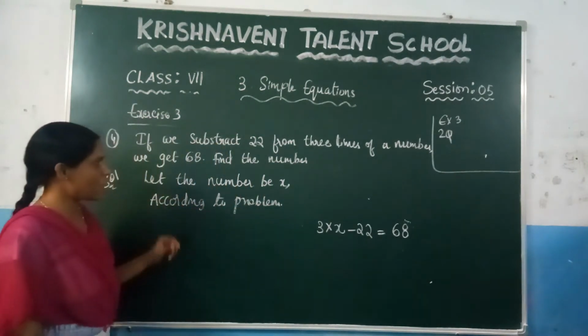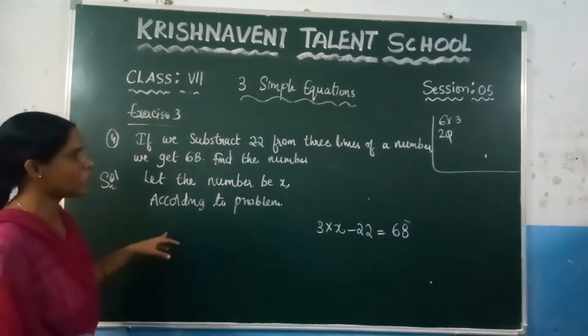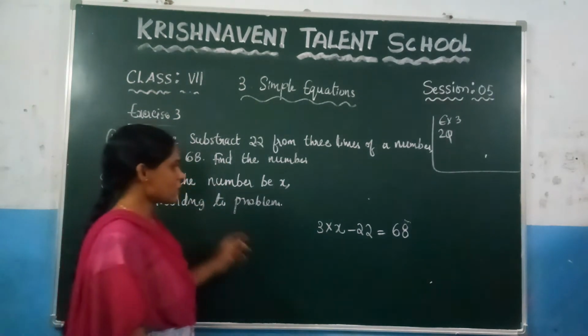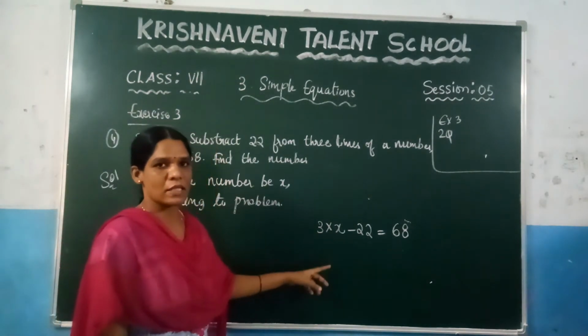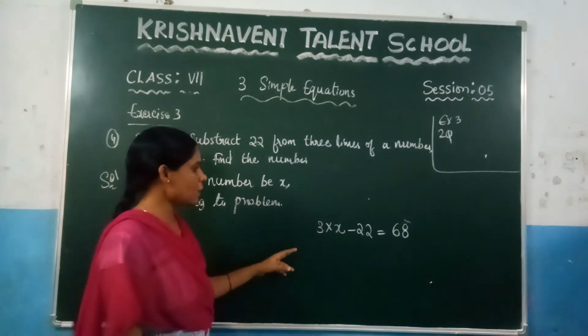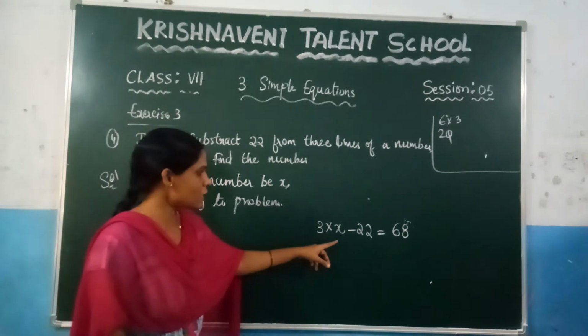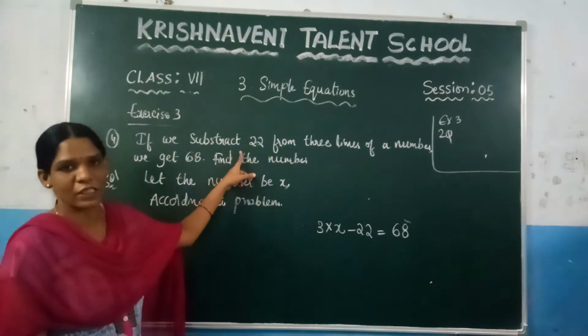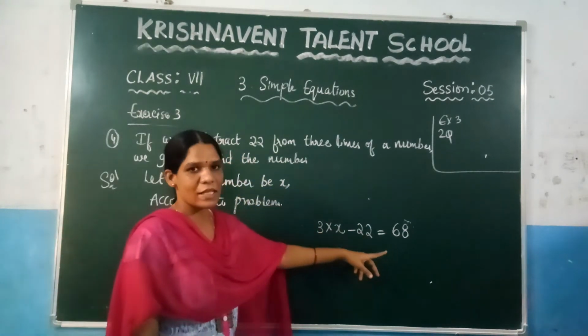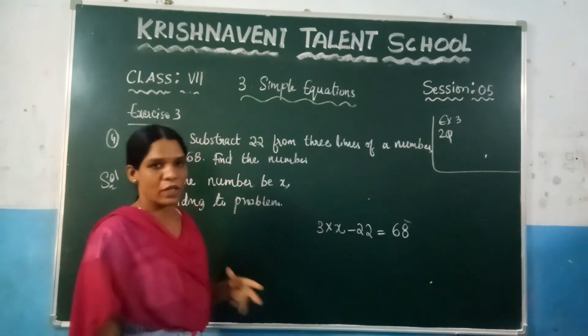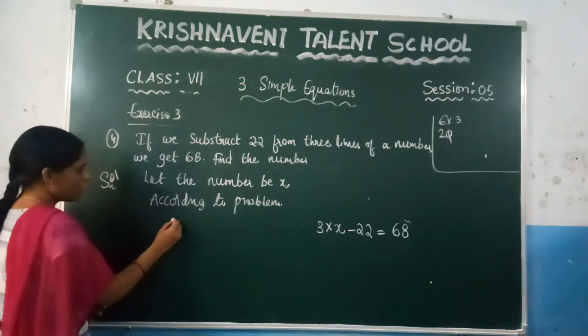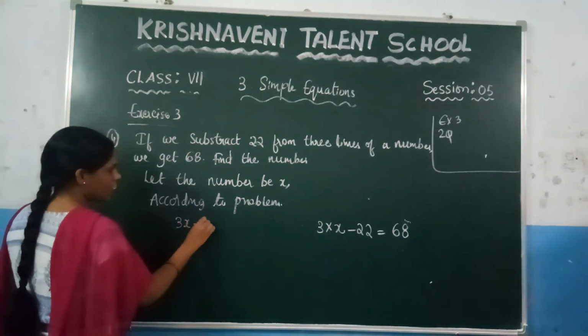So again, what they have given: if we subtract 22 from 3 times of a number. Since we don't know what that number is, let us consider that number as x. 3 times of a number is nothing but 3 into x. Now we are subtracting 22 from this 3 into x, so that you are getting the result as 68. From that you need to find that number. So I am writing here, according to the problem, how you can write it.